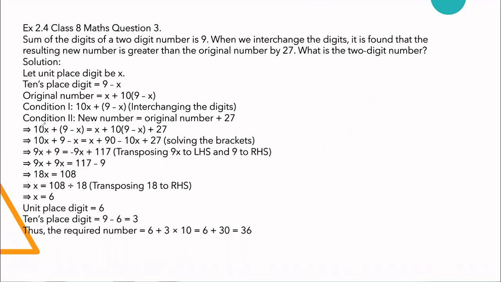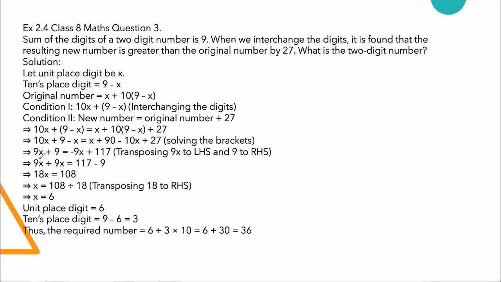How can we solve this? It's quite simple. We'll solve the brackets. 10 into 9 gives me 90. 10 into minus x gives me minus 10x. Plus 27 is written as it is. And here I have just removed the brackets in the LHS part. Now let's go forward.